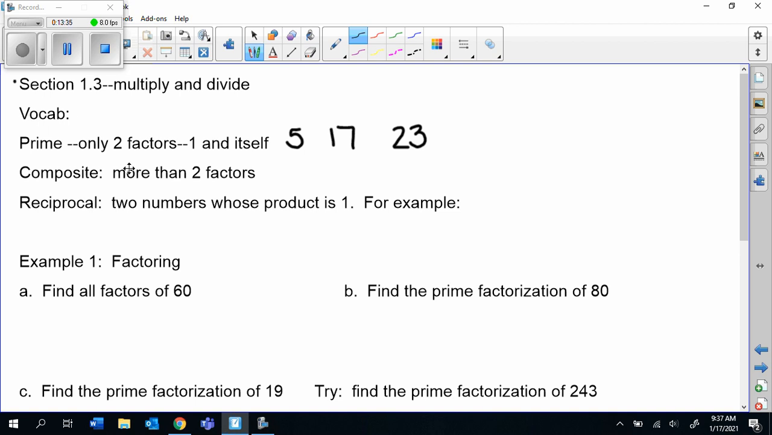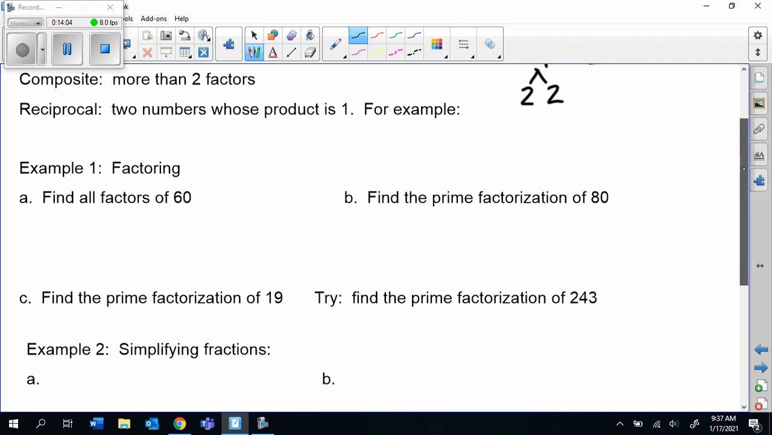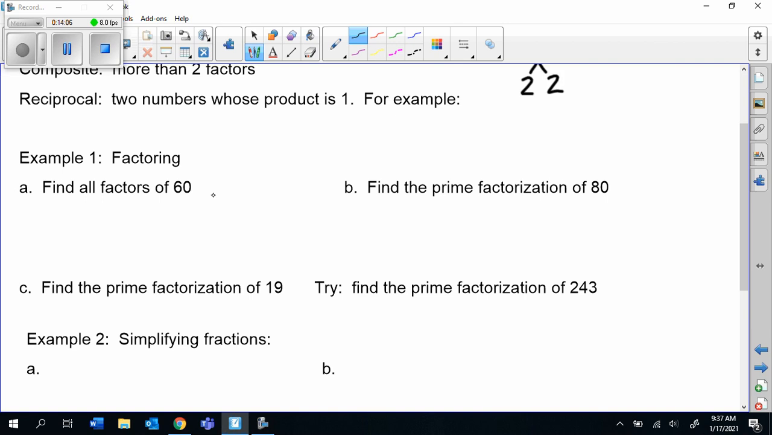A composite number is a number that has more than 2 factors. For instance, 8. Okay, 8 is, oh, I didn't really leave myself enough room, pardon me. 8 is 4 times 2. And 4 is 2 times 2. And so it definitely has a lot of factors. And so we are going to learn a little bit more about that down here in example 1.